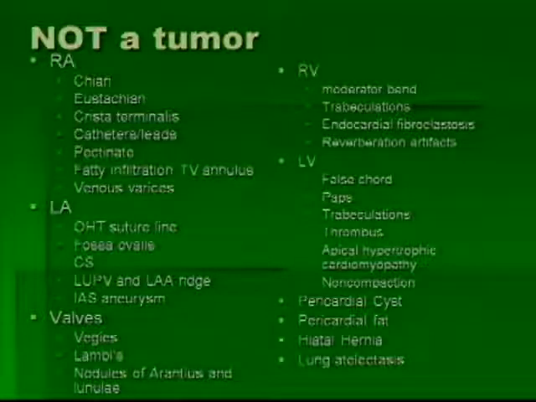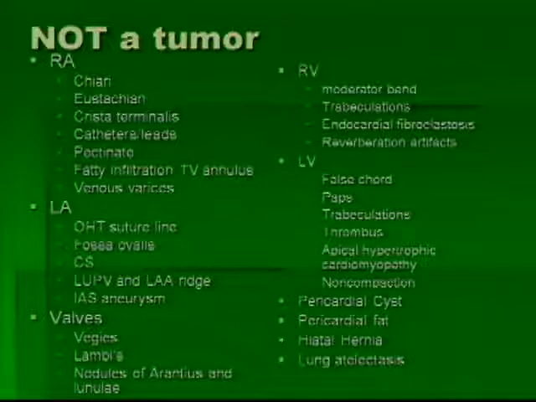There is also a long list in the differential of things that are just not tumors, but can often be mistaken as such. In the right atrium, these can include the Chiari network, eustachian valves, the crista terminalis, of course catheters and leads, pectinate muscles, fatty infiltration of the tricuspid valve annulus, and venous varices have been reported. In the left atrium, the heart transplant suture lines can sometimes show up as intracardiac masses. The fossa ovalis can look like a mass. Coronary sinus can look like a mass. The left upper pulmonary vein and left atrial appendage ridges can appear to be mass-like, and of course interatrial septal aneurysms, when seen on the fossa ovalis, can look like masses.